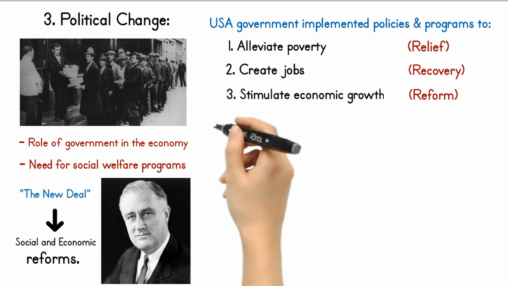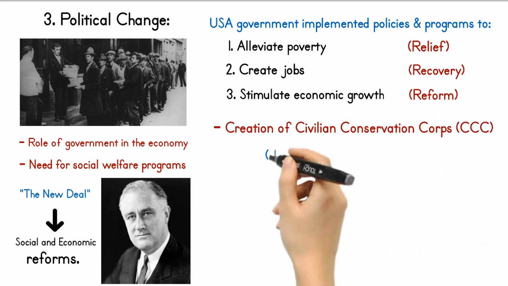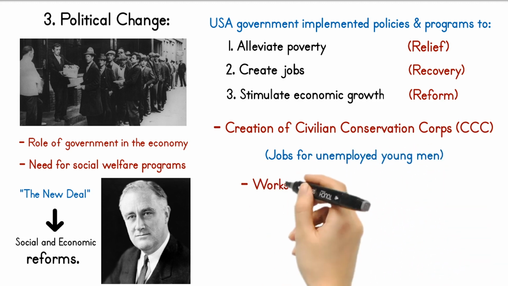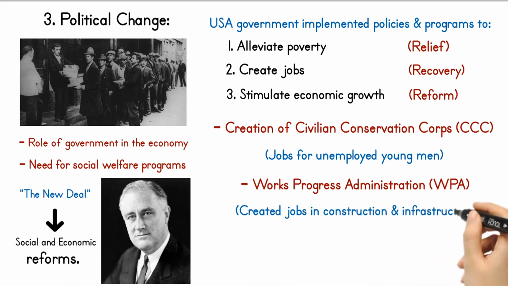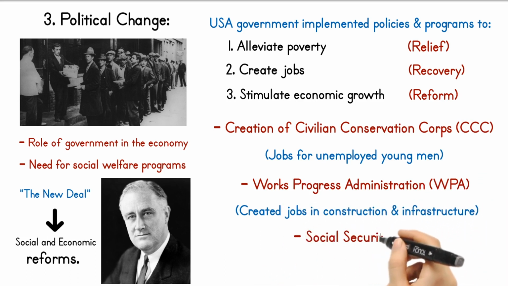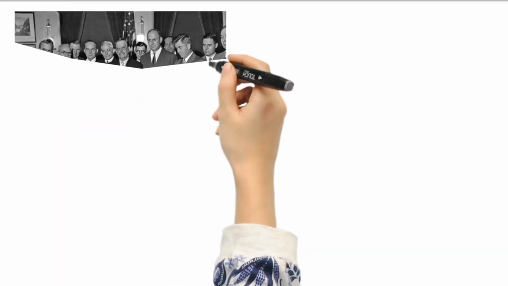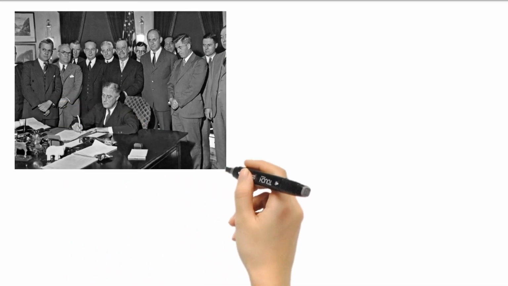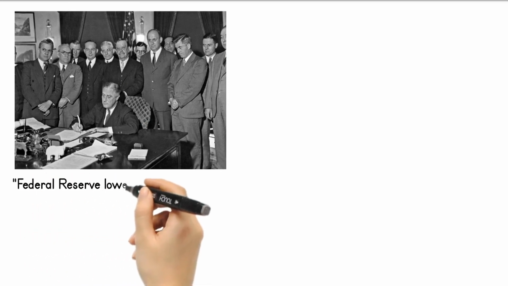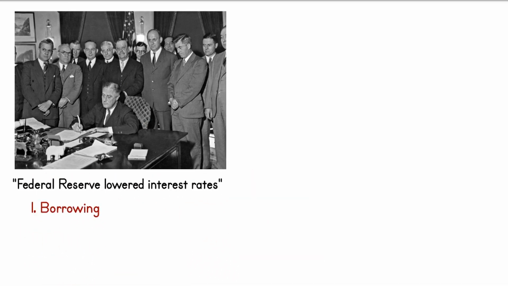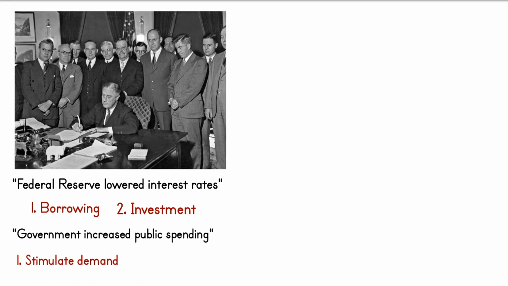The programs included the creation of the Civilian Conservation Corps, CCC, which provided jobs for unemployed young men, the Works Progress Administration, WPA, which created jobs in construction and infrastructure, and the Social Security Act, which established a system of retirement benefits for workers. In addition to the New Deal, the government also implemented monetary policies to stabilize the economy. For example, the Federal Reserve lowered interest rates to encourage borrowing and investment, and the government increased public spending to stimulate demand and create jobs.